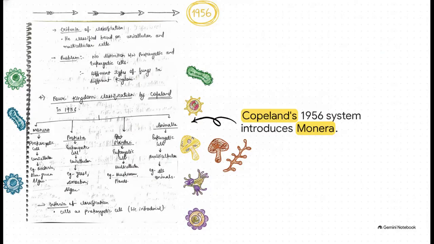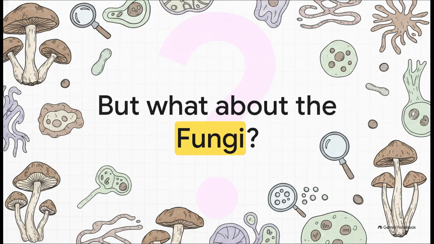Fast forward to 1956, and here comes Copeland, bringing us a four-kingdom classification. Copeland recognized the fundamental difference in cell architecture, so he added a brand new kingdom called Monera. This was specifically designed to isolate the simple prokaryotic cells, like bacteria and blue-green algae. That meant Protista was now strictly reserved for eukaryotic unicellular organisms. Much cleaner. Yet, our historical detective work still wasn't quite finished.